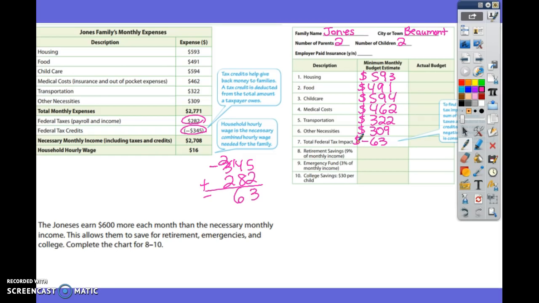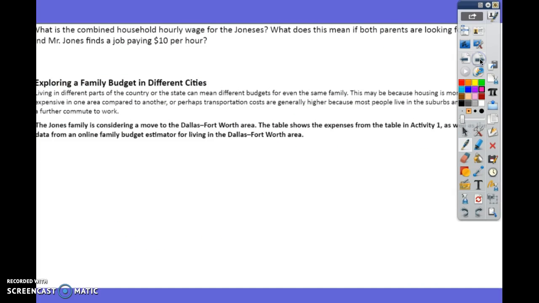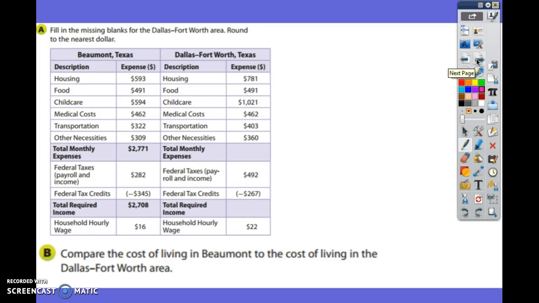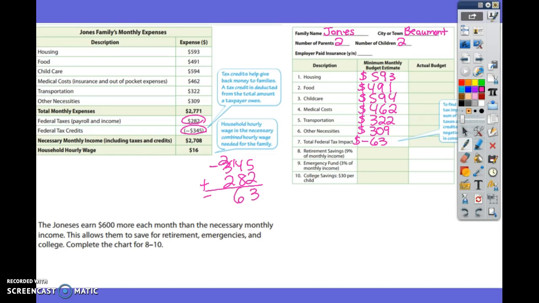To find the total federal tax impact, find the sum of the federal taxes and federal tax credits. This can be a negative number, which is considered a credit. In order to go on, we need to look at the information down here at the bottom of the page. The Joneses earn $600 more each month than the necessary monthly income. This allows them to save for retirement, emergencies, and college. Complete the chart for 8 through 10.